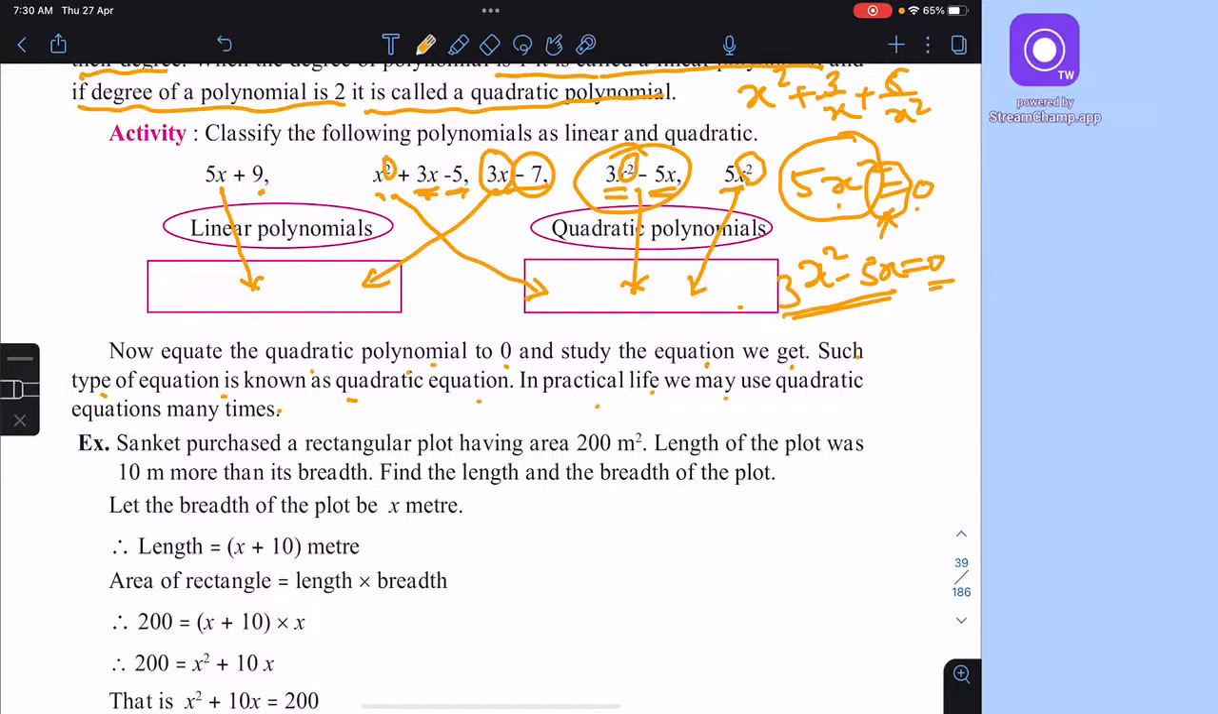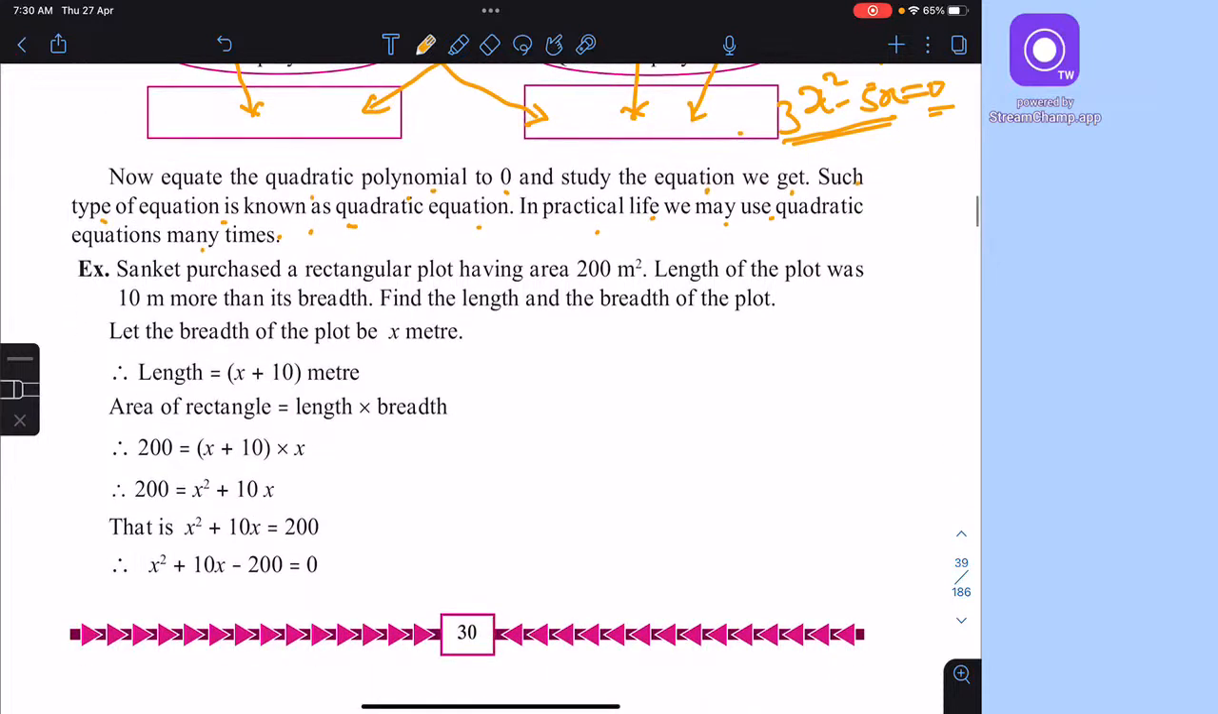In practical life, we may use quadratic equations many times. So let us see. Sanket purchased a rectangular plot having area 200 meters square. For a rectangular plot, the area is 200 meters square. The length of the plot was 10 meters more than its breadth. Find the length and breadth of the plot.